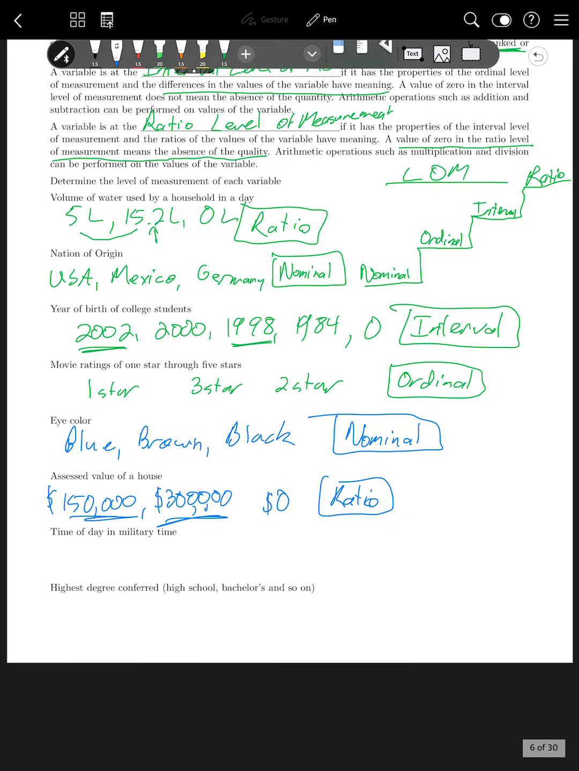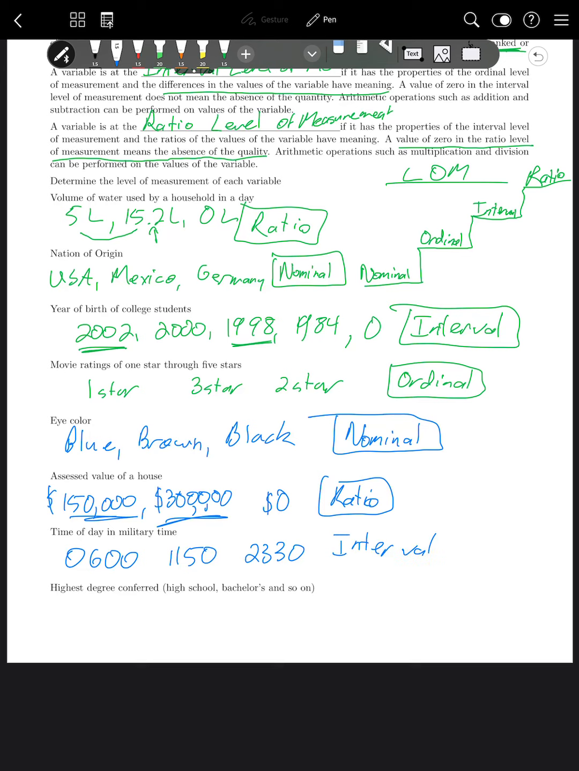Time of the day and military time. So remember, military time is really just from 0 to 2400. So times in military time, right, could be something like 0, 600, 1150, okay, 2330, okay. Those are all times in military time. Can we put those in order? Yeah, from earliest to latest. Does the difference mean something? Yeah, if you subtract the difference in times, that's how far apart they are. What does 0, 100 hours mean? Does it mean that the time doesn't exist? No. So that's going to be interval.